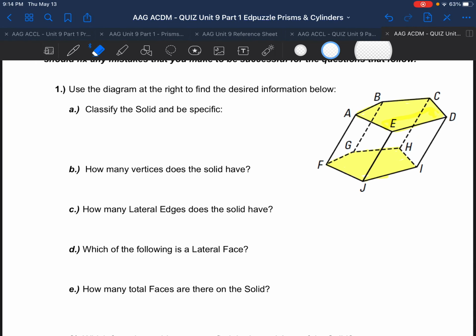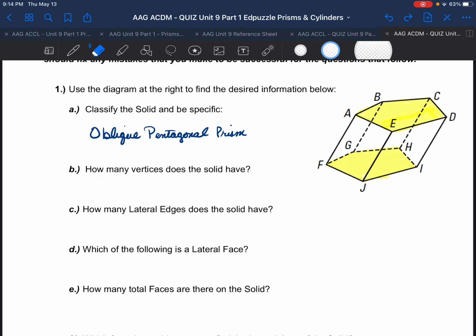Classify the solid and be specific. This is an oblique pentagonal prism. Why is it oblique? Well, it's crooked, right? It's not standing straight up. Why pentagonal? The bases are 5 sides. And why is it a prism? Because it has 2 bases. Nowhere were we told that the bases are perfect or equilateral or equiangular, so we would not include the word regular.